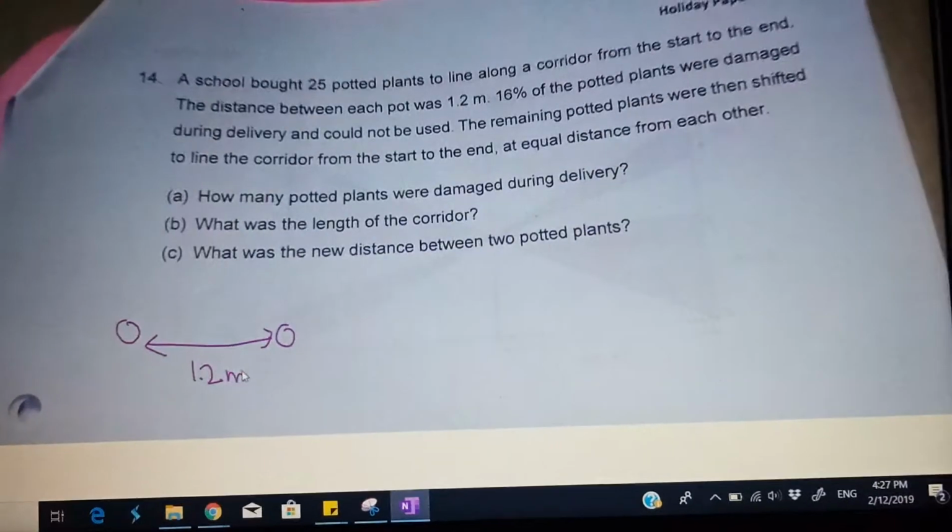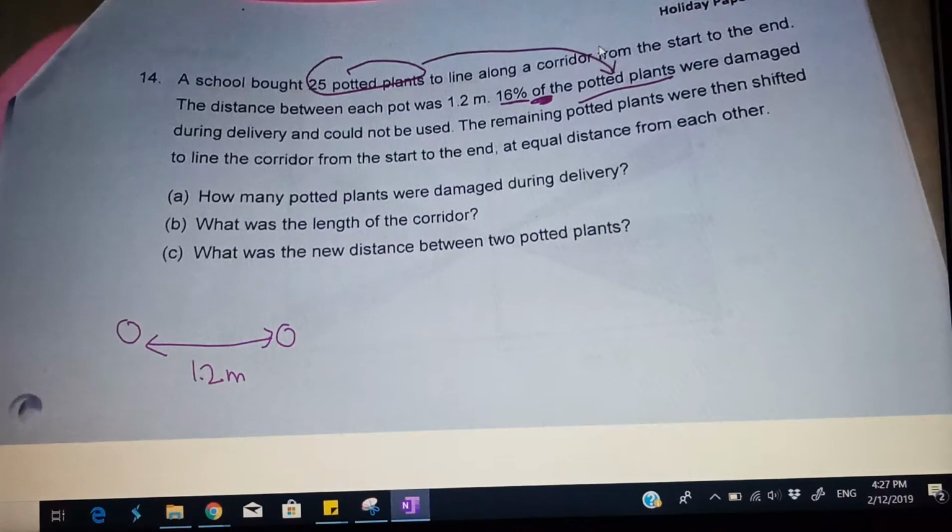16% of the potted plants were damaged during the delivery and could not be used. How many potted plants were damaged? Did the school buy 25 potted plants, right? So it's 16% of the potted plants.